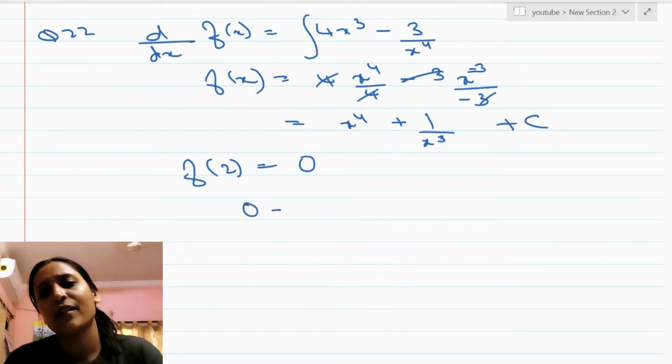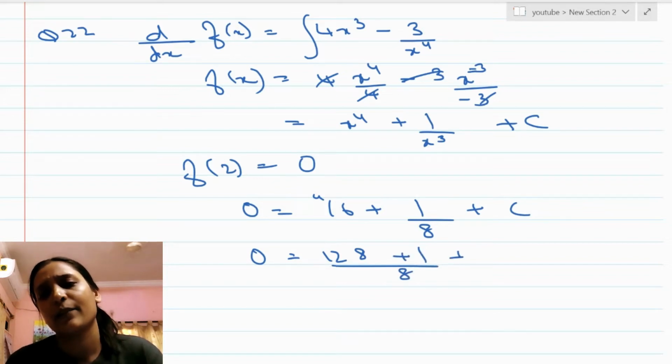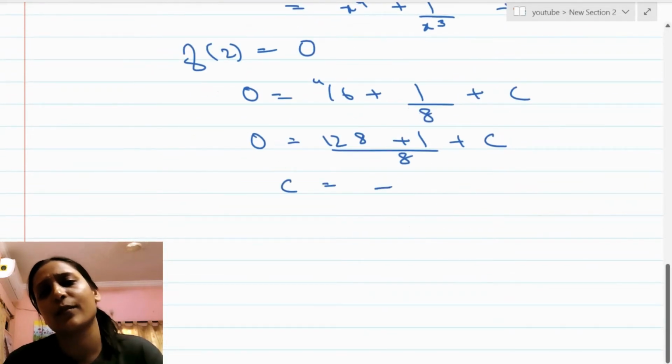So let's apply this. 2 is equal to 2 to the power 4 is 16 plus 1 by 2 to the power 3 is 8 plus C. So 16 times 8 would be 128, and 1 by 8 plus C is the equation. So C is going to be equal to minus 129 by 8.